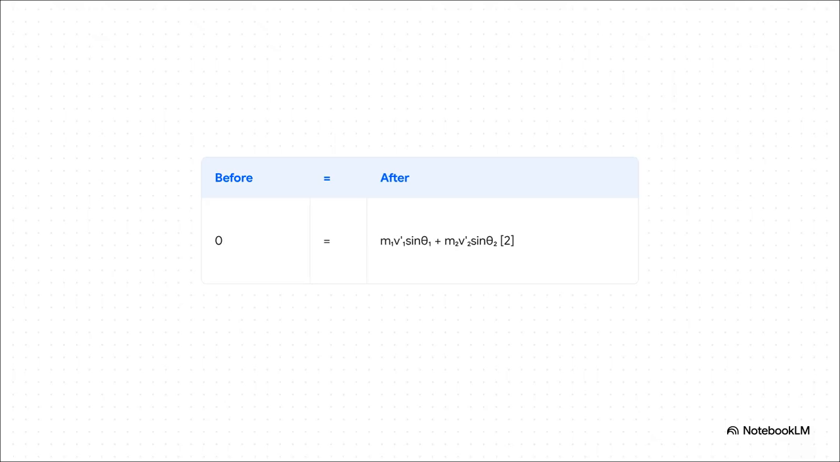Now, for the y-axis, think about it. Before the collision, there was zero vertical motion, right? So the total momentum on the y-axis was zero. That means after the collision, the total y momentum still has to be zero. So whatever upward momentum one ball has, the other one has to have an equal and opposite downward momentum to cancel it out. That's why they sum to zero, and we use sine to find these vertical parts.